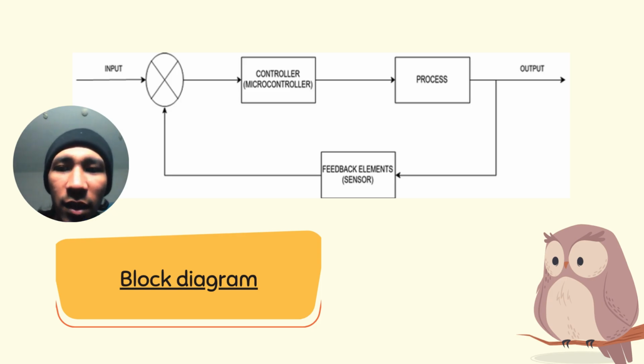So overall function: the input is compared with the feedback to detect errors. The controller processes the error and sends corrective actions to the process. The sensor monitors the output and sends it back as feedback for comparison, closing the loop.